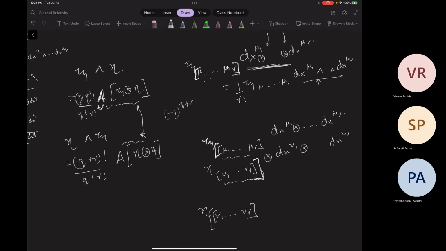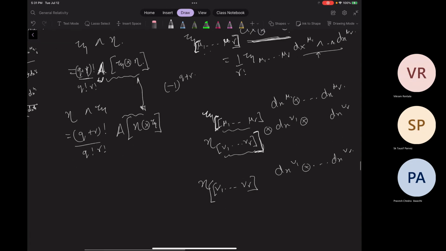So now I'm doing eta with psi. So I have dx nu1 through nu q, sorry, this is q forms. Psi mu1 through mu r, dx mu1 dx mu r. Now the ordering here matters, but these are dummy indices, which means that this new one I can replace by a mu one, and this new q I can replace by new q.